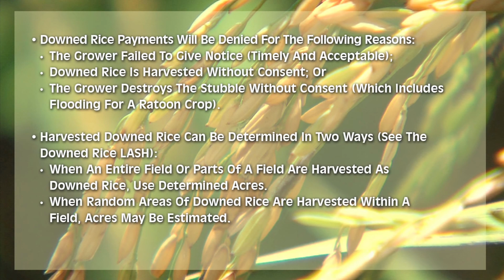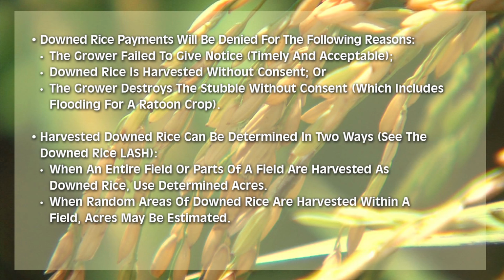Downed rice payments will be denied for the following reasons. The grower failed to give notice, timely and acceptable, downed rice is harvested without consent, or the grower destroys the stubble without consent, which includes flooding for a ratoon crop. Harvested downed rice can be determined in two ways. See the downed rice LASH.